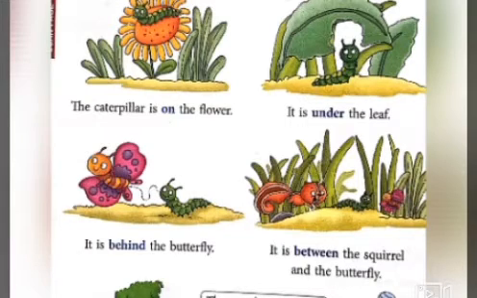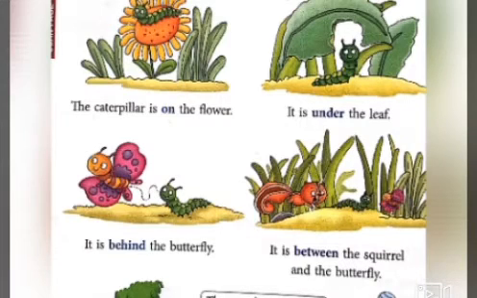So now you can see on the screen or in your textbook there are some pictures of a caterpillar. Now let's look where the caterpillar is exactly. In the first picture, the caterpillar is on the flower. Where is it? It is on the flower. So the word on is a preposition. Why? Because it shows the exact situation of the caterpillar, the exact position.